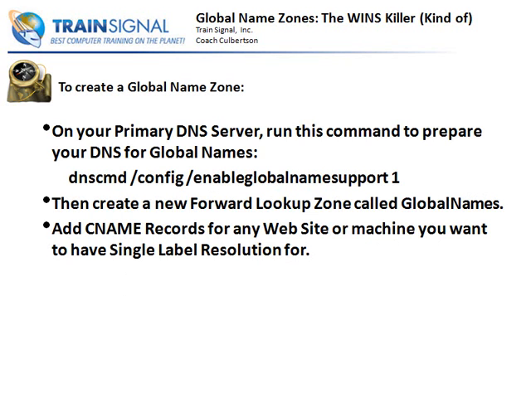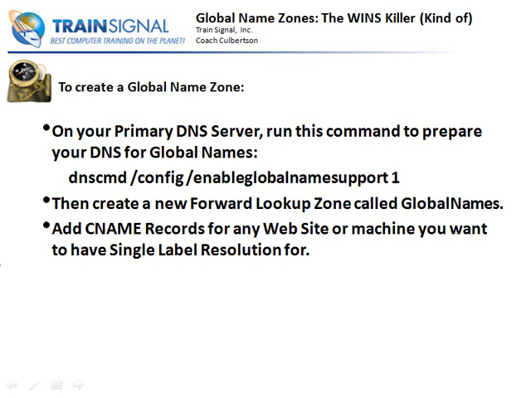In order to create a global name zone, it's pretty easy. First of all, on your primary DNS server, and this DNS server might be an Active Directory integrated zone server, or it might be just a regular primary DNS zone server, whatever it is, you're going to need to run this quick command. You're going to open up your command prompt, and you're going to type dnscmd /config /enableglobalnamessupport 1. This little command enables the support in the DNS server for global names.